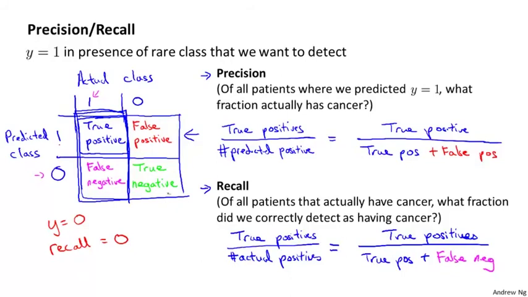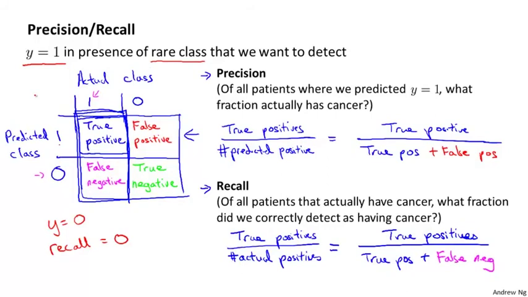One final note on the definition of precision and recall. The way we define precision and recall, usually we use the convention that y is equal to 1 in the presence of the more rare class. So if we're trying to detect some rare condition, such as cancer, hopefully that's a rare condition, precision and recall are defined setting y equals 1 rather than y equals 0 to be the presence of that rare class that we're trying to detect.